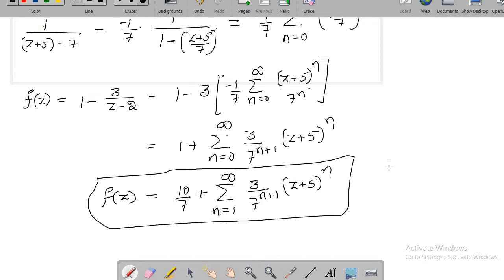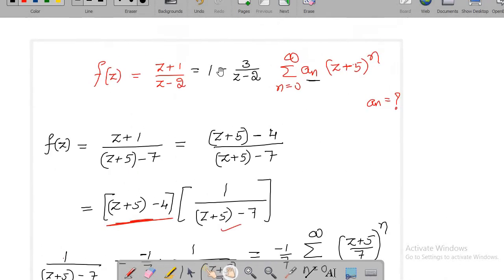So if you ask me what a naught is, it is nothing but 10 by 7. And what is a1? a1 is the coefficient of z plus 5. So you need to substitute n equal to 1. That is 3 by 7 square. This is a1. And a2 is 3 by 7 cube and so on. Okay. Whereas let us see what happens in the other expansion.